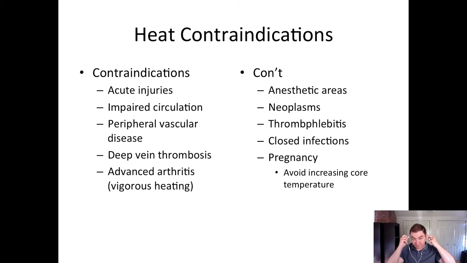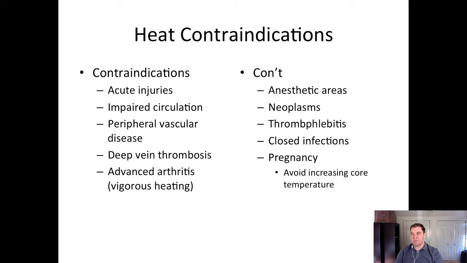Why you wouldn't use heat? Contraindications, right? Acute injuries, maybe. Even though it's up here as a contraindication, I say maybe. Well, I've used it for acute spasm. That's an acute injury, right? Areas of impaired circulation, peripheral vascular disease, deep vein thrombosis, advanced arthritis, vigorous heating.